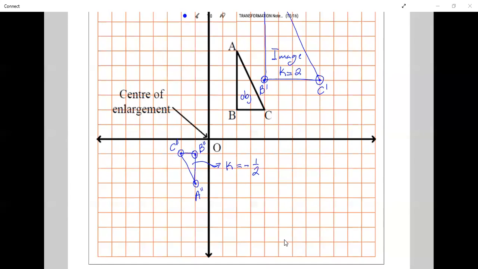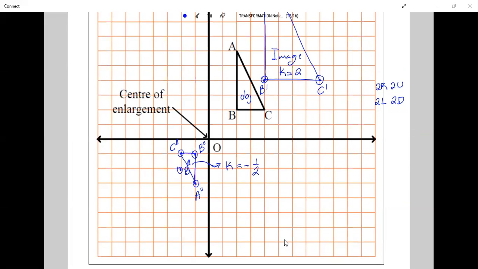So to get to B from the center, we'd have to go 2 right and 2 up. To get to B triple prime, I'm going to go 2 left and 2 down. The distance is the same because the scale factor is 1. The direction is opposite because the scale factor is negative. So 2 left and 2 down would put me here, the new position of B. This would be B triple prime.